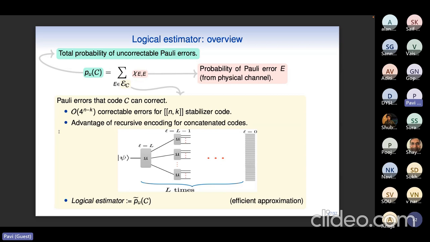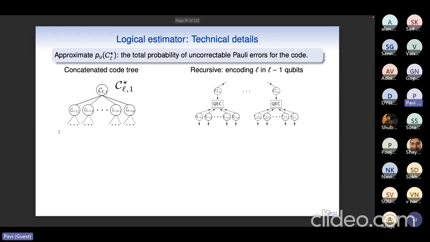Now, this is in general not possible, but it is possible here because our concatenated codes have a special tree-like structure in the encoding scheme. And how exactly? It turns out that you can take the encoding circuit and view it as a tree, where every node here is basically a quantum error correction process. And it's related to different quantum error correction processes for the logical qubits in the lower blocks.